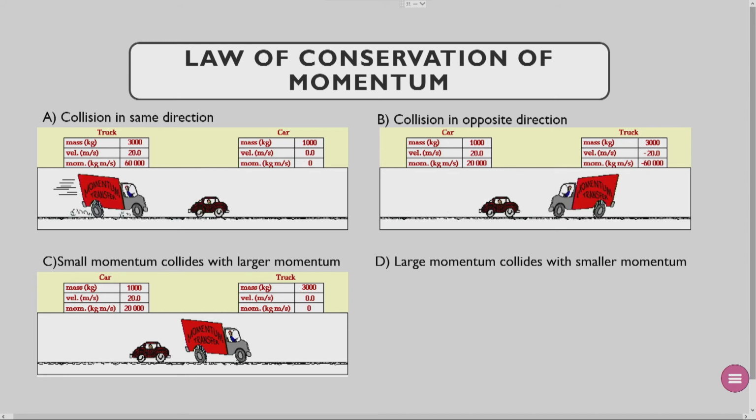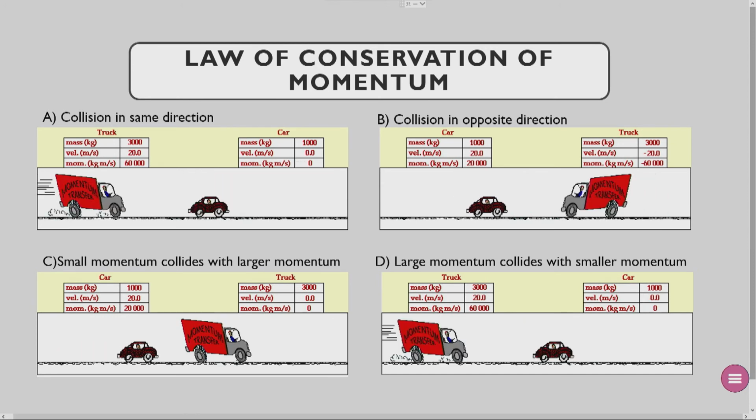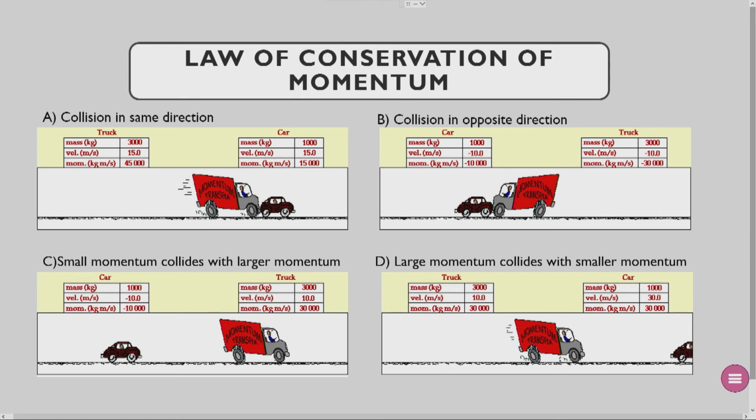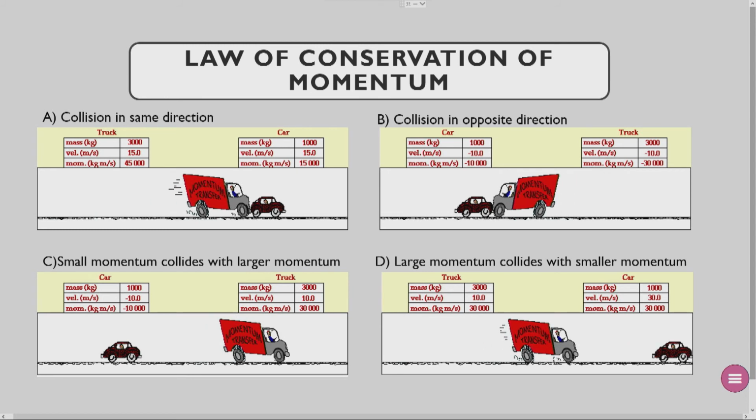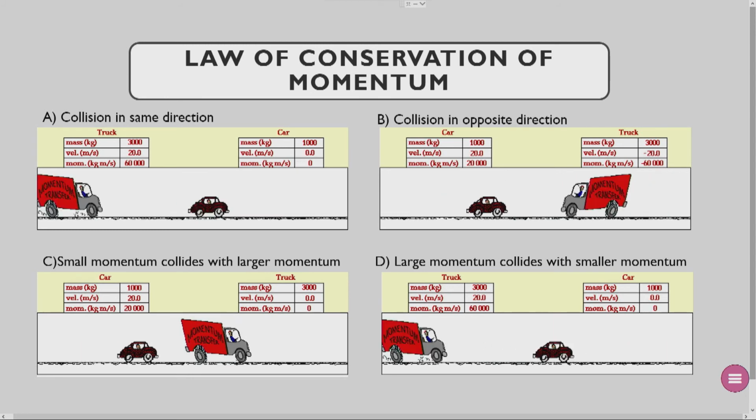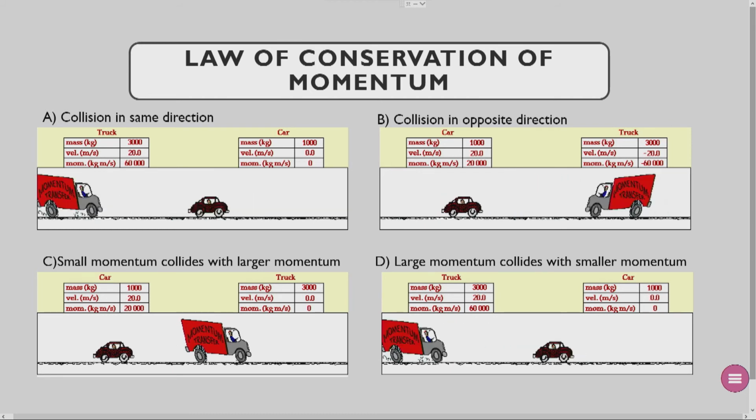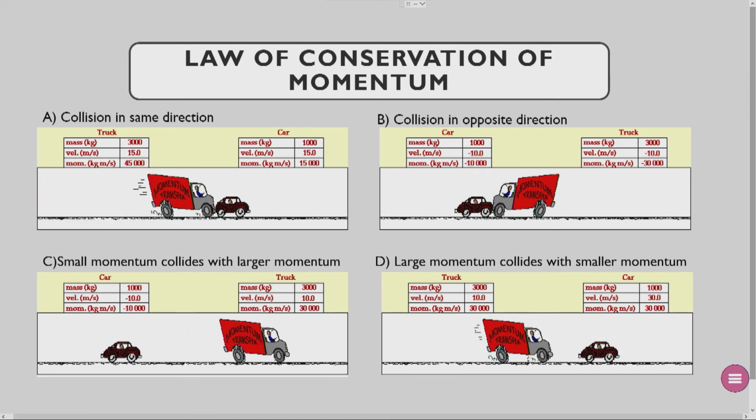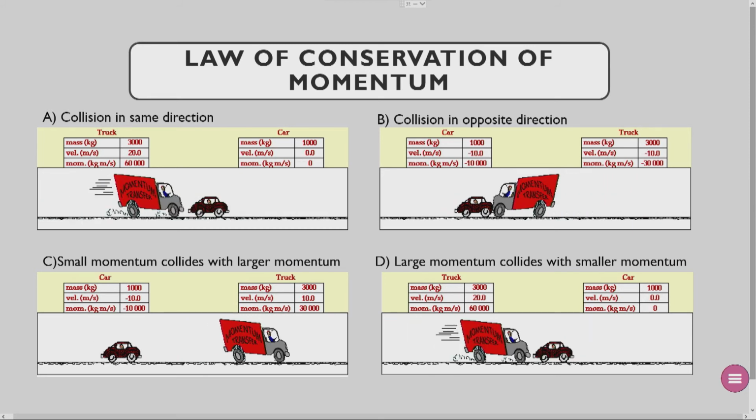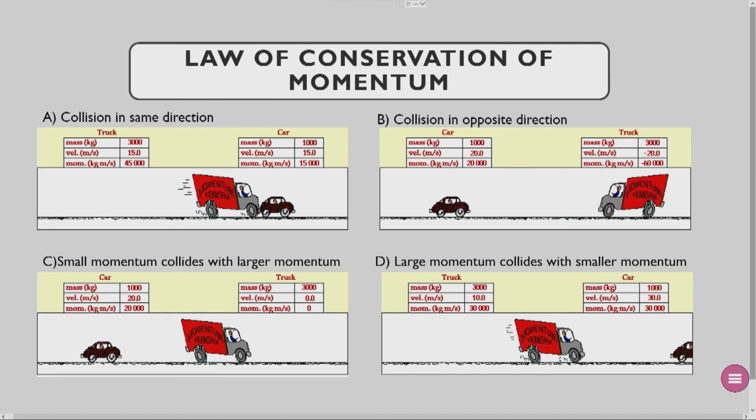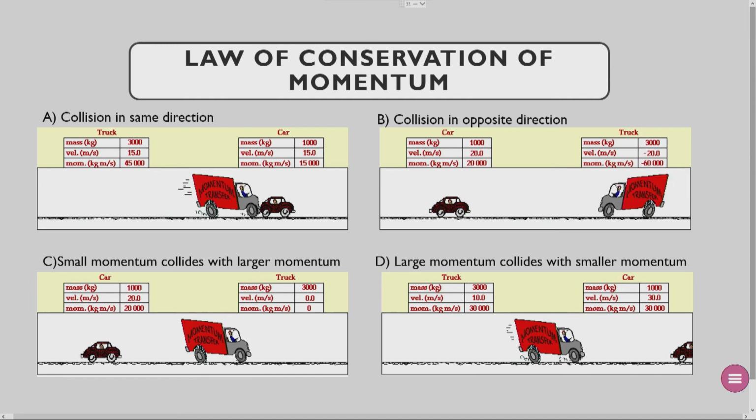Okay? And finally, we have D, where a large momentum collides with the smaller momentum. Overall, notice that there is 60,000 kilogram meters per second as the momentum. Afterwards, both objects continue to move in the same direction, even though they did not stick together. However, after the collision, the truck's momentum is 30,000 kilogram meters per second. The car's momentum is 30,000 kilogram meters per second.